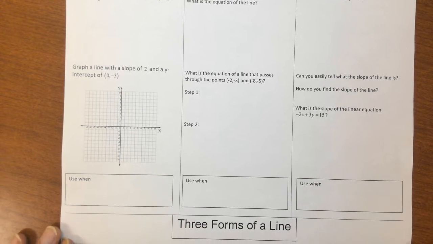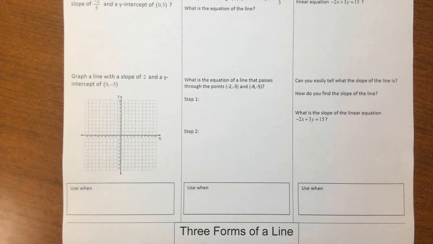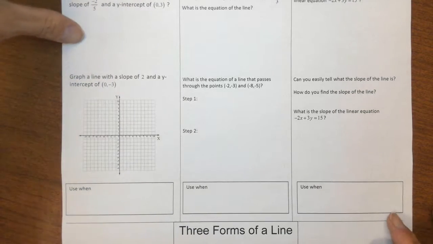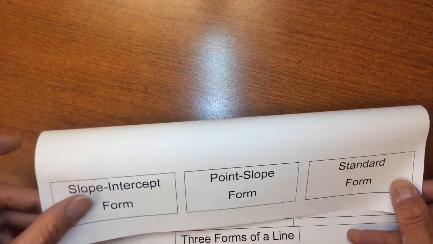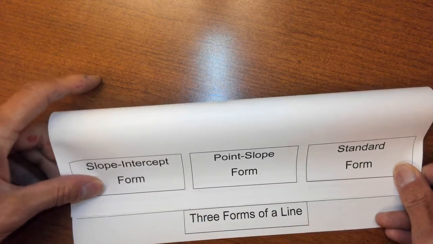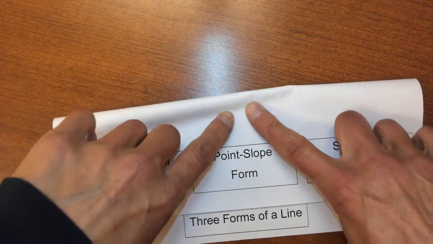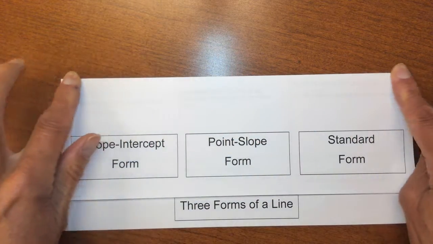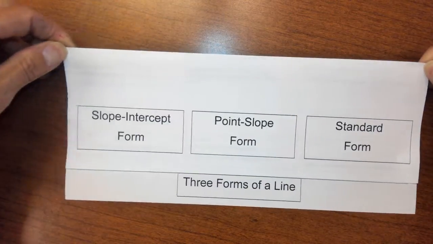We're going to look at the three forms of a line, and we're going to use this foldable to help us organize that concept. So have the three folds of a line at the bottom of your sheet closest to you. Take the top edge and fold it over so that it meets that line right above where it says three folds of a line. And let's put a nice crease along the top. So now you have what's called a hot dog fold.